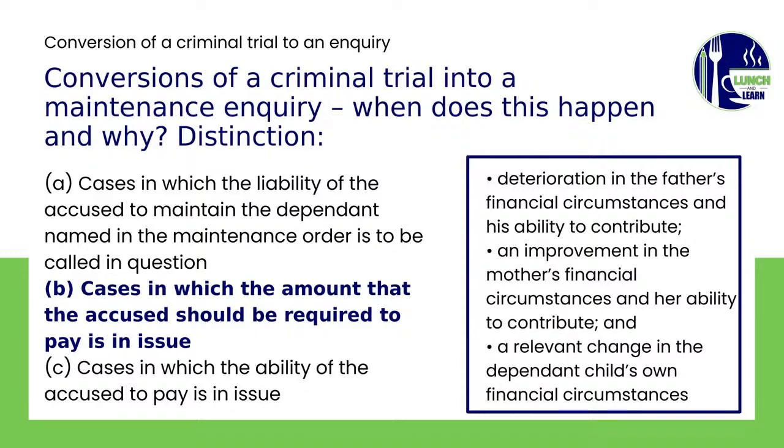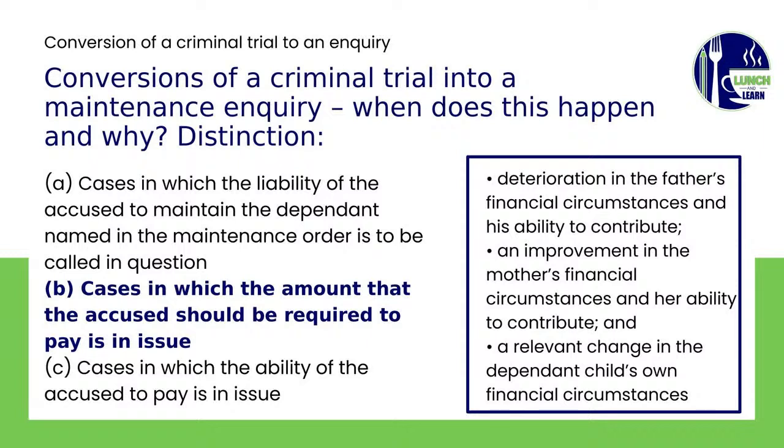The second one that I would like to discuss is cases in which the amount that the accused needs to pay is an issue. So there is a maintenance order, but the amount that he needs to pay is in question. It might be the wrong amount. It might be that he was not present when the order was made, that it was a default order, that the amount was wrong, or any of those. There are also about 3 crystallized instances where this could happen. And that is, number one, the deterioration of the father's financial circumstances and his ability to contribute.